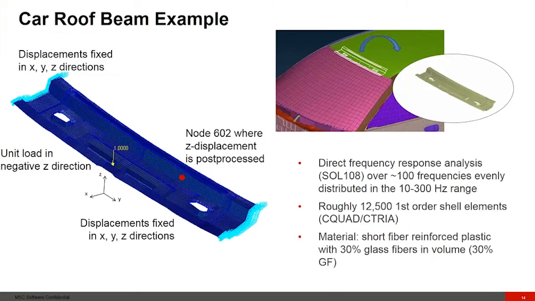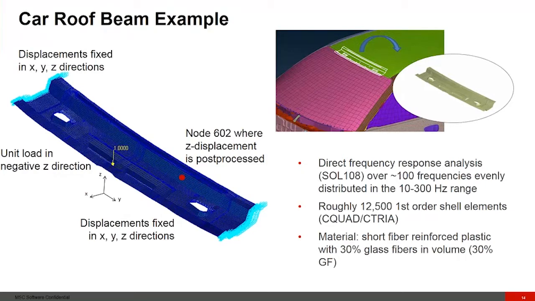So here we're showing an example of the benefits of defining your properties with frequency and spatial dependency. In this example, we're using a car roof beam, and on the right-hand side figure, you can see the location of that beam. It's kind of an important location because it holds the entire roof of the car and other important features. So for this example, we're doing a 3-point bending test, and on the left-hand side, you can see our model where we've constrained the 2 ends of the beam, and then we're applying a load right in the middle of the beam. And we're going to post-process our Z displacements in node 602, which is represented by the red dot.